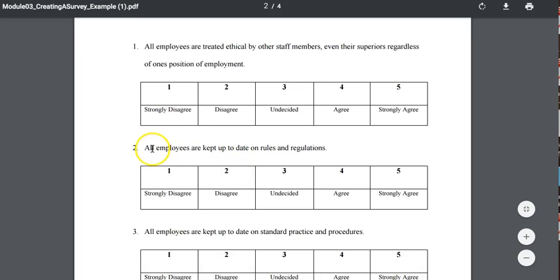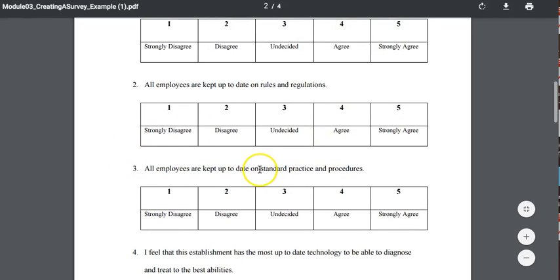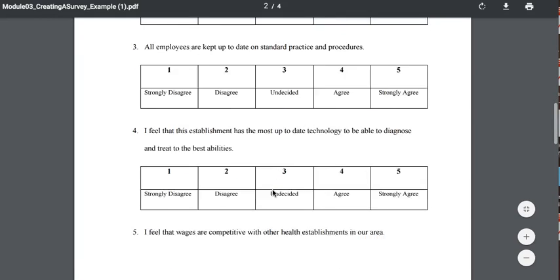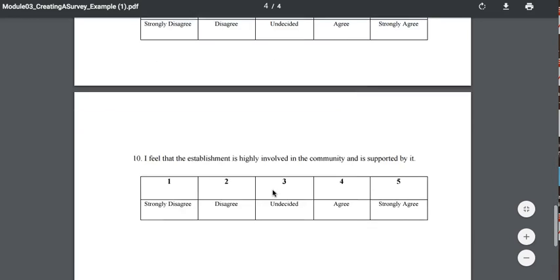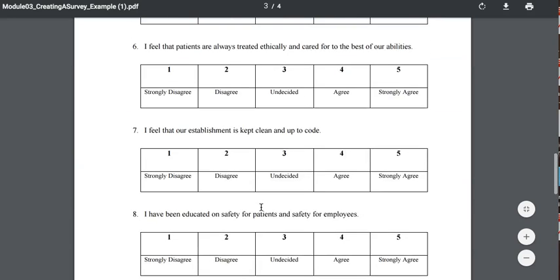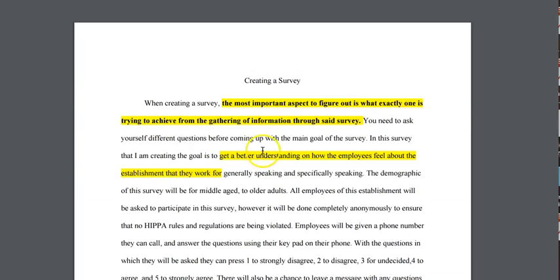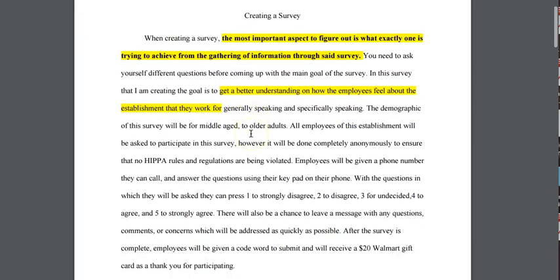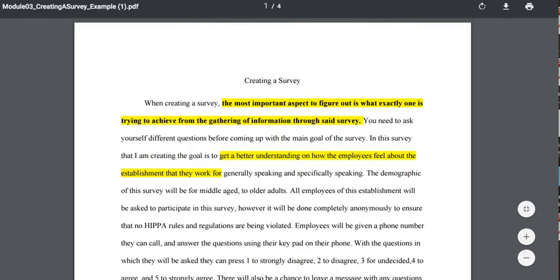Or number 2, all employees are kept up to date on rules and regulations. All employees are kept up to date on standard practices and procedures. So you can see these questions are directed towards an employee. And there's the 10-question survey and references. This is just a quick overview of creating your survey and how you might go about creating your survey.